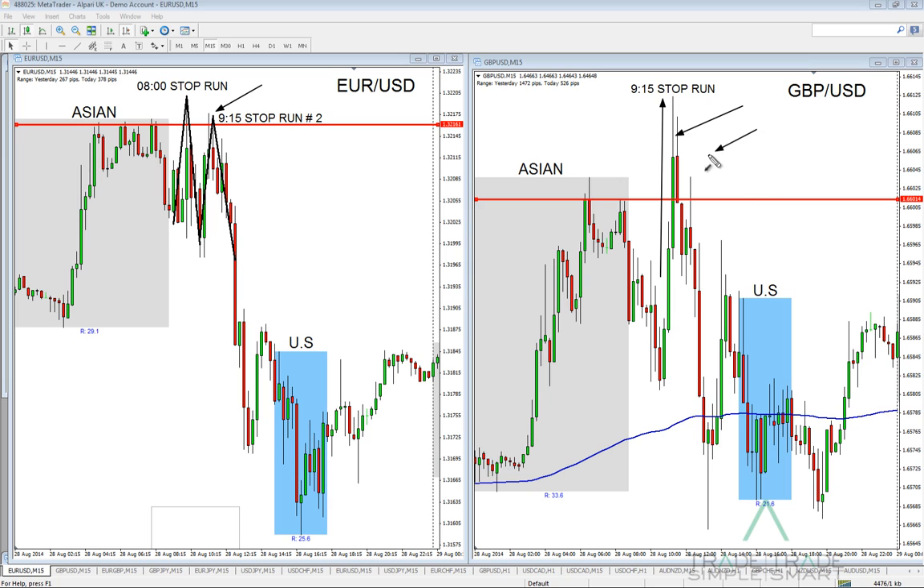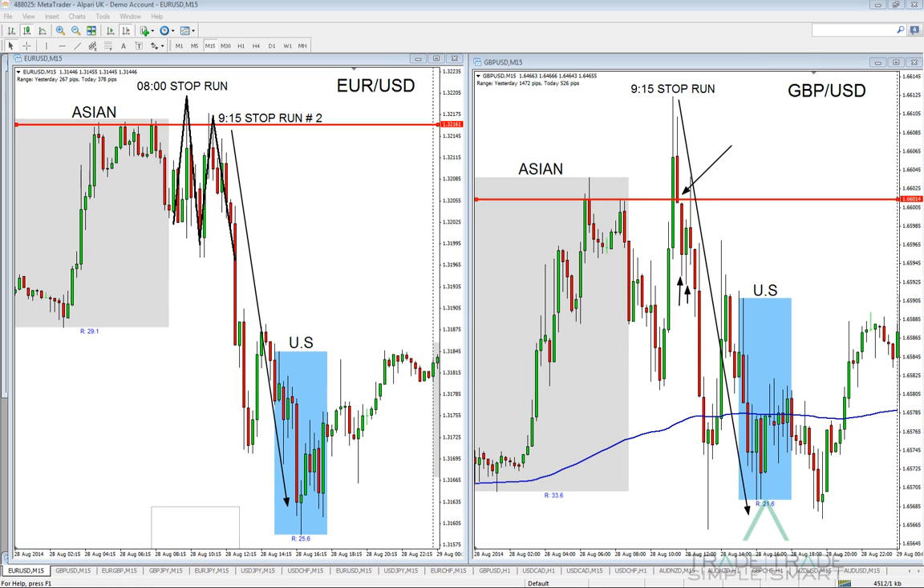We then see an immediate rejection following our stop run candle. We get a higher low, so this becomes our new stop run candle, and then we get our confirmation, and then our pullback candle take place. So at 9:15 on both the euro dollar and also the sterling against the dollar, we had a stop run of the Asian highs on the intraday session, and then we had confirmation and then the unfolding of the daily trend.